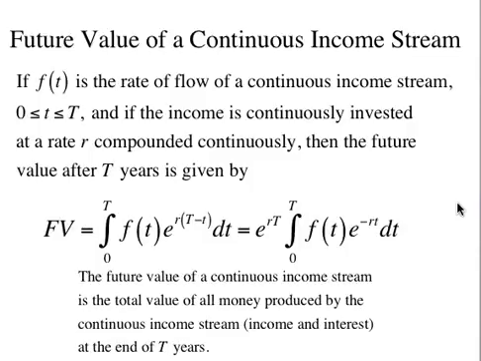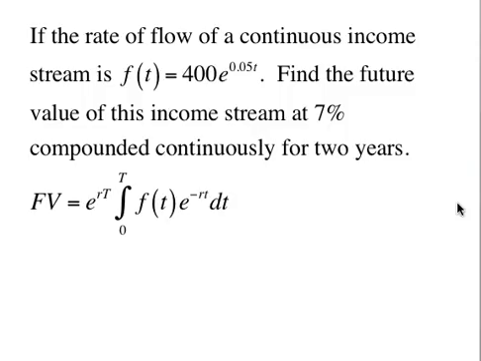And again, what does this represent? The future value of a continuous income stream is the total value of all money produced by the continuous income stream, income and interest, at the end of T years. So let's look at our same example. Again, you can't retire on this, but we're going to invest all of our income at 7% compounded continuously over 2 years. So we know what our little r is.